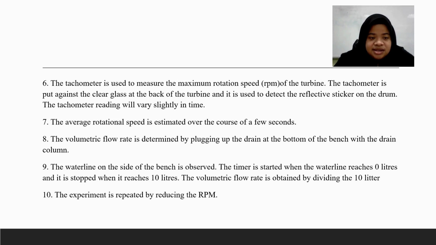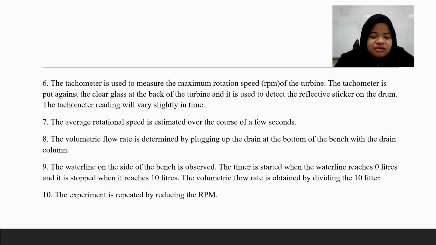Next, the tachometer is used to measure the maximum rotation. The tachometer is put against the clear glass at the back of the turbine and used to detect the reflection sticker on the drum. The average rotation speed is estimated over the course of a few seconds.